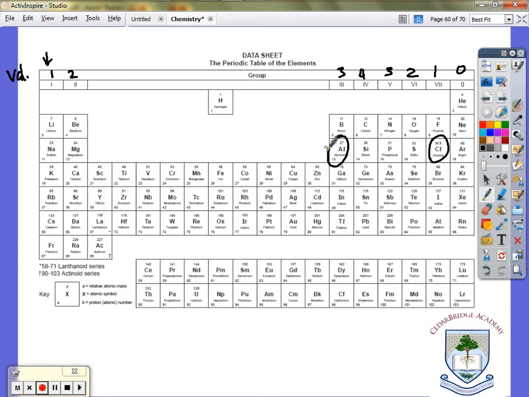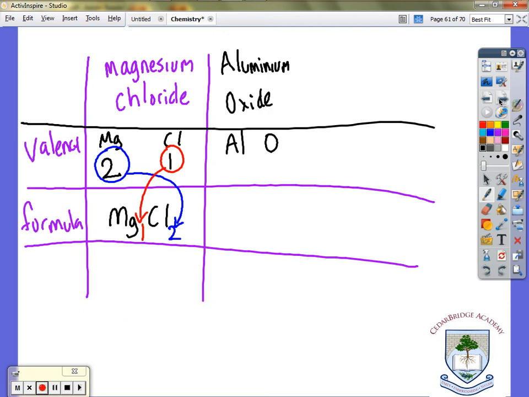Aluminium is in group 3. Oxygen is in group 6. So we have a valency of 3 and 2. And then you just write the symbols next to each other, but give yourself some space. And you do the old swap: Al2O3. Boom! That's how you deduce formula from words.